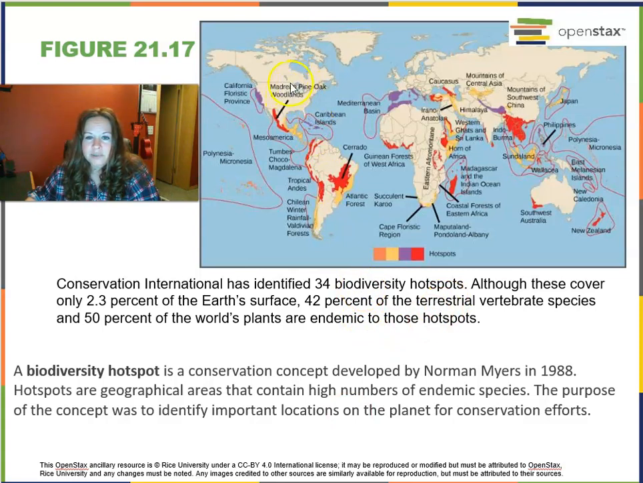Looks like Minnesota here is not one of the hotspots. Notice how many of the hotspots are around the tropical equatorial regions.